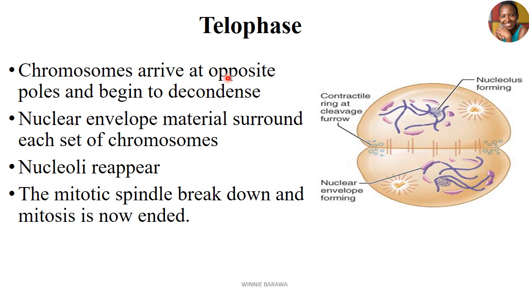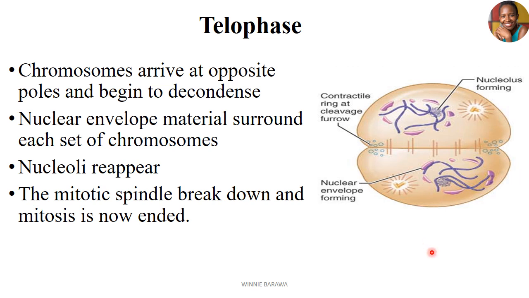So the chromosomes have arrived at the opposite poles and they are beginning to decondense. The nuclear envelope materials will start surrounding them again, and the nucleoli will reappear here, as you can see. As the decondensing is happening, this is simply telling us that the DNA material is starting to twine itself around the histones again and going into the storage stage until needed for further cell division.